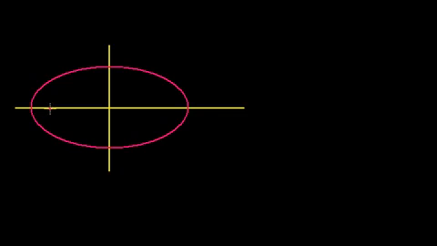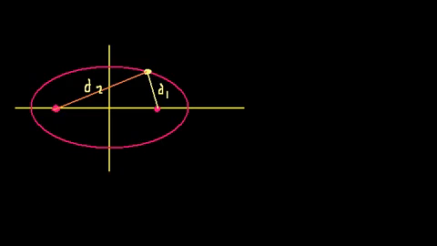If this is one focus point right here, and this is the other focus point, this ellipse could be defined as the set of all points, or the locus of all points, where if I take the distance of any one of these points on the ellipse to each of the foci, and add those distances, let's call this D1 and this D2, that's going to be equal to a constant number along the whole ellipse.